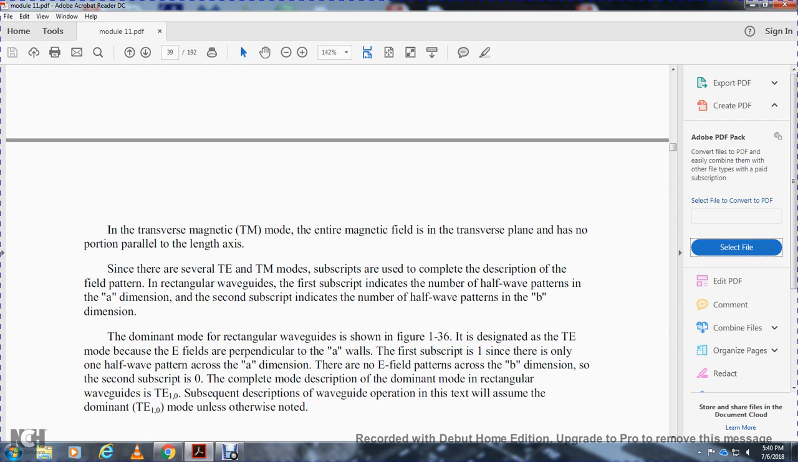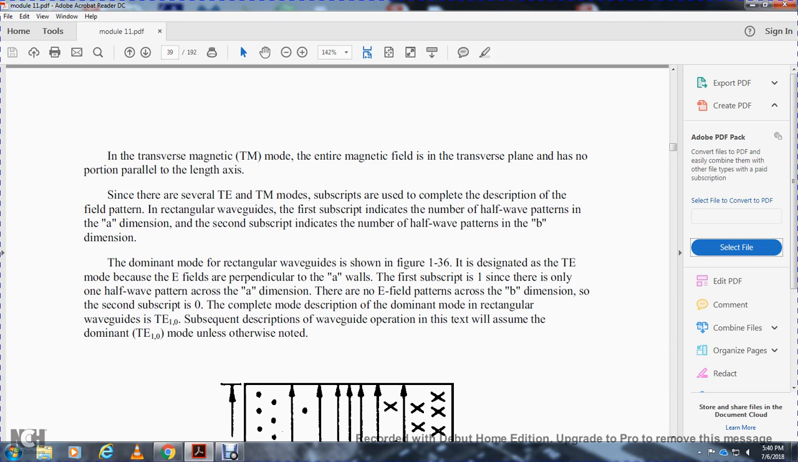Since there are transverse electric and transverse magnetic modes, subscripts are used to complete the description of the field pattern. In the rectangular waveguide, the first subscript indicates the number of half-wave patterns in the A dimension, and the second subscript indicates the number of half-wave patterns in the B dimension. The dominant mode for rectangular waveguides is shown in Figure 136, designated as transverse electric because of the electric field that is perpendicular to the A wall.